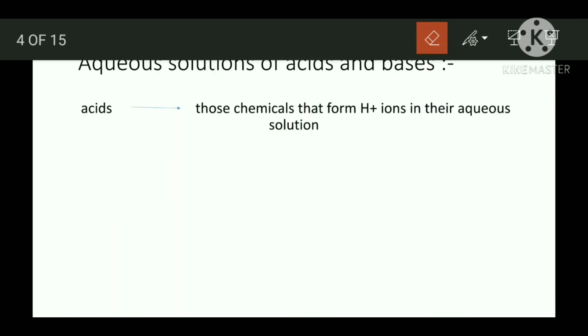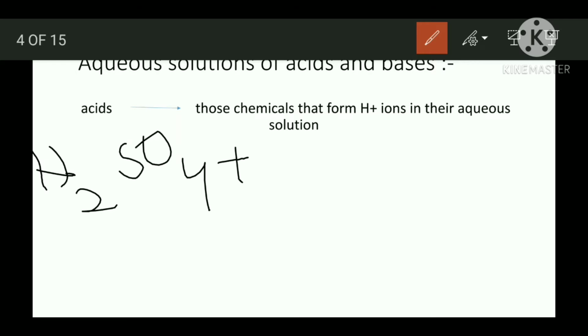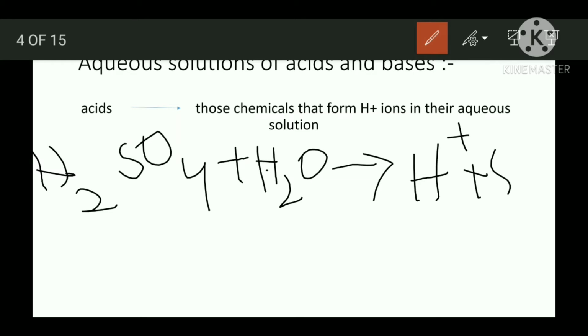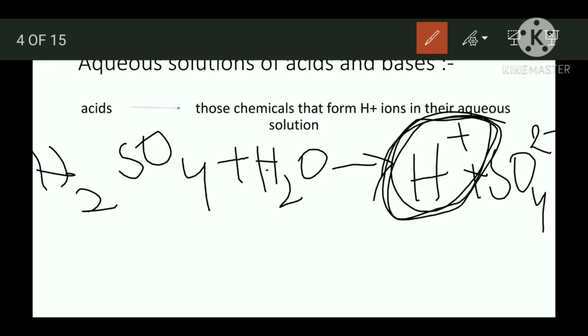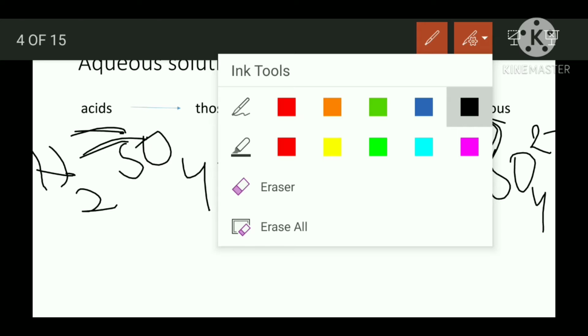Next is H2SO4. If you dissolve it in water, you get H plus and SO4 2 minus. See, here also you are getting H plus, and that means this is also an acid. You can take so many examples.